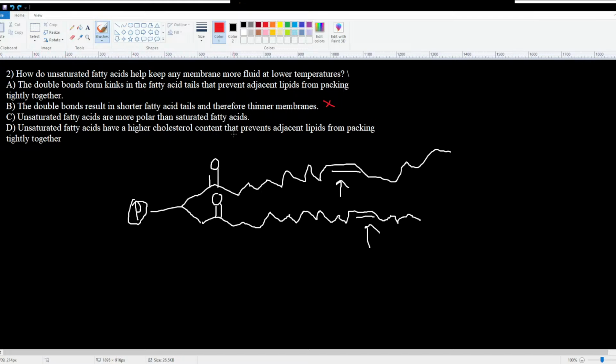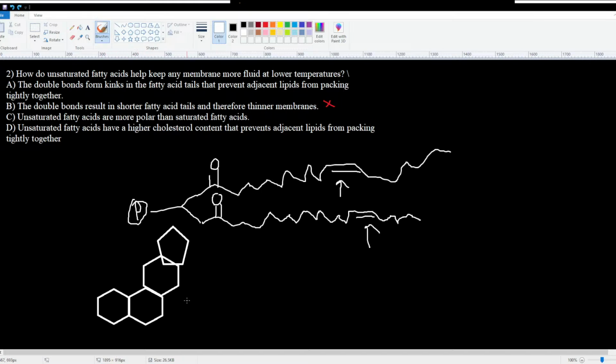So how about D? Unsaturated fatty acids have higher cholesterol content that prevents adjacent lipids from packing together. So this one's also not true because unsaturated fatty acids and cholesterol are two completely different things. Let me draw out cholesterol real quick. Cholesterol is its own molecule, right? So this is cholesterol pretty much. You're going to have to bear with me. This is what cholesterol looks like. It has a four-ring structure, and this is common with most steroids, right?